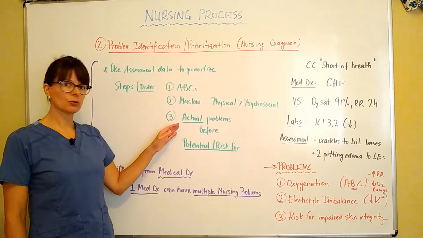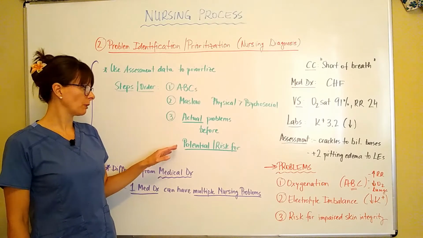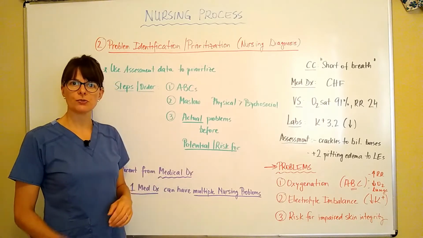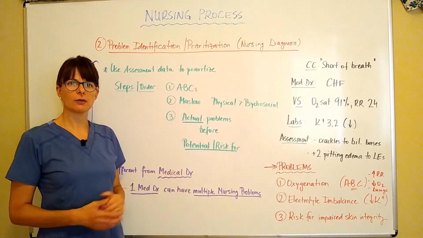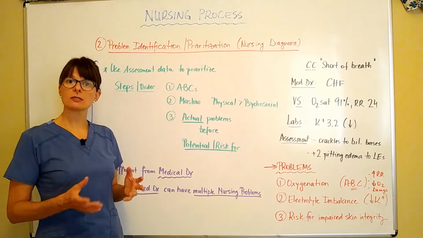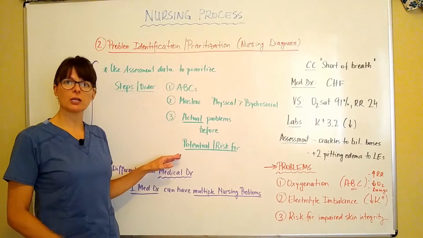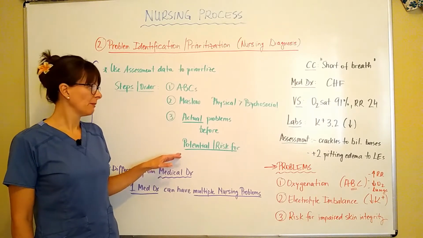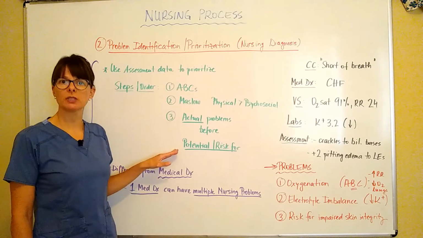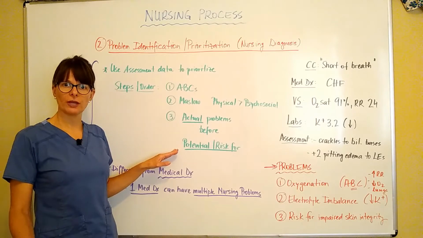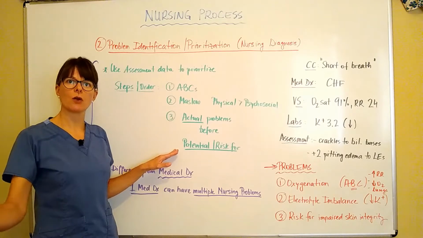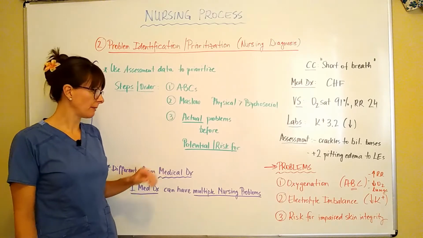And then number three, actual problems will always need to be addressed before potential or risk for problems. You might have heard of nursing problems like risk for falls, risk for impaired skin integrity, risk for infection. Those are very common. We have to address those because those are potential complications a patient could suffer. But if they have an actual problem, clearly we need to address this before any potential problems, right? You're going to fix the car tire that's broken before you do an oil change when the car is still running well. So just keep that in mind.